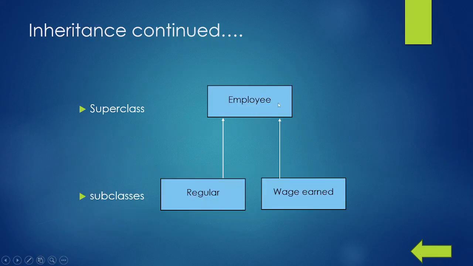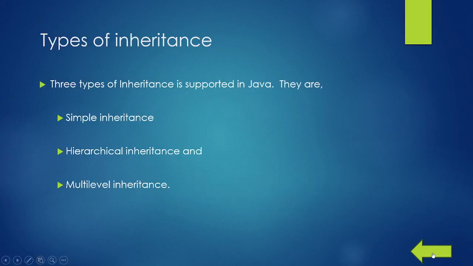See, superclass Employee, there are 2 classes, Regular and Wage Earned. Both of them are employees only. Regular employees get salary maybe monthly. Wage earned maybe weekly or daily, something like that. 3 types of inheritance are supported in Java. The first one is simple inheritance. Second one, hierarchical inheritance, and multi-level inheritance.